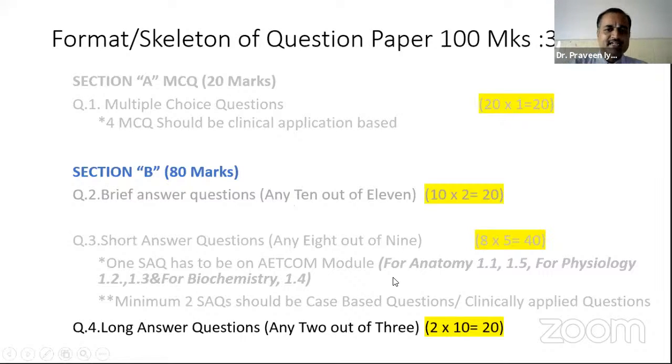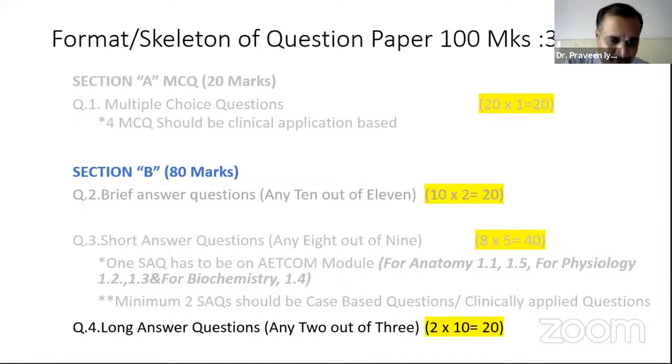So I am using the skeleton of the question paper as provided by Maharashtra University of Health Sciences because our college is affiliated to that university. So using this as a model, I'll be giving you an example. It has got paper 1 and paper 2, and each paper has got 3 sections. Section A is multiple choice questions for 20 marks, 20 questions of 1 mark each, of which 4 questions should be clinical application based. Section B is of 80 marks, which is composed of brief answer questions, any 10 out of 11, 2 marks each. Short answer questions, any 8 out of 9, 5 marks each.